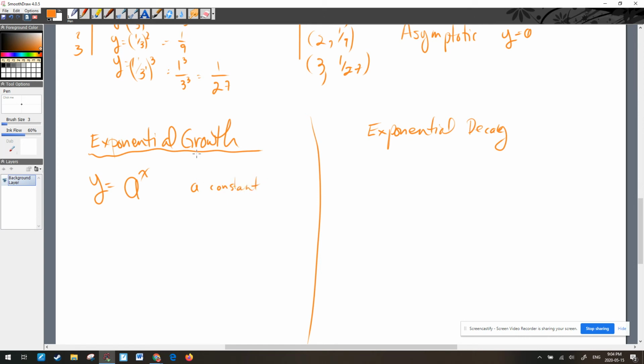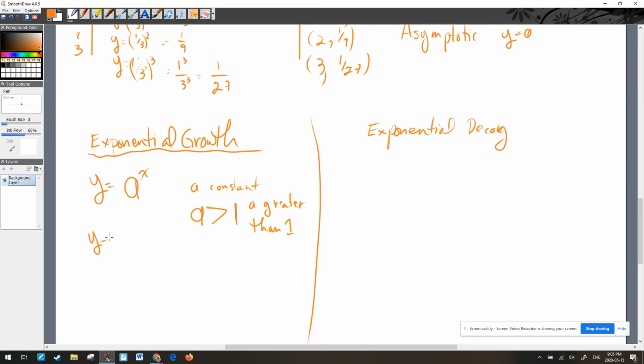But for exponential growth, here's what we're going to look for. Any a value that is bigger than 1. So a, for exponential growth, a must be greater than 1. So any number a could be, if it's greater than 1, we are going to have exponential growth.